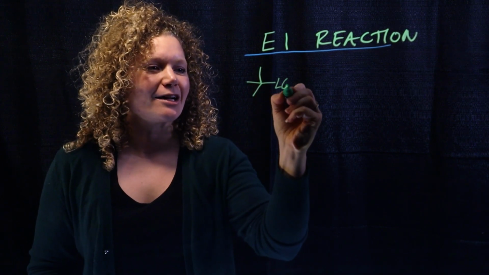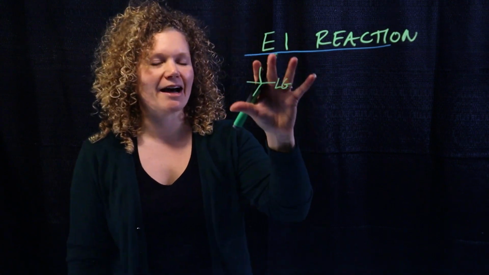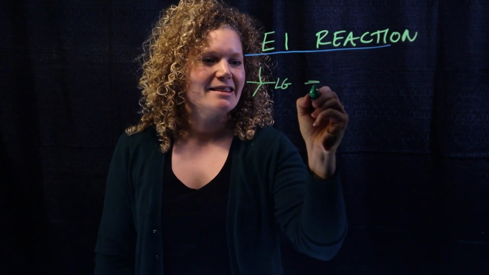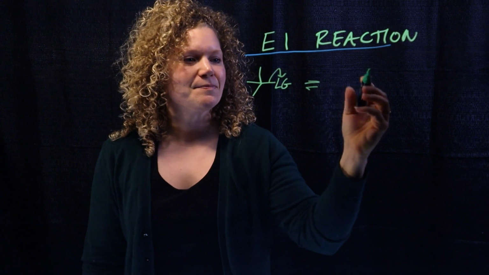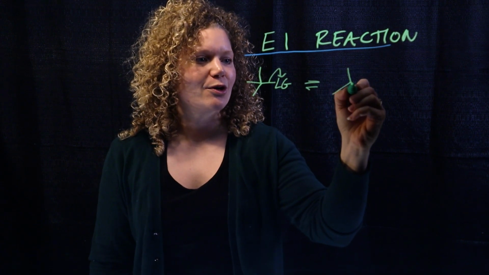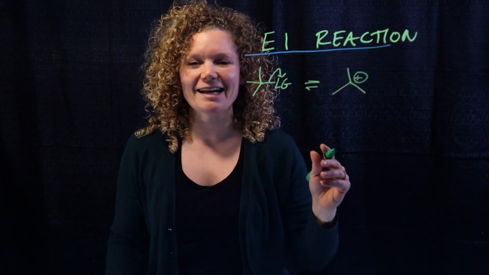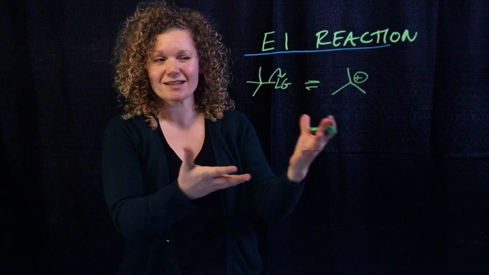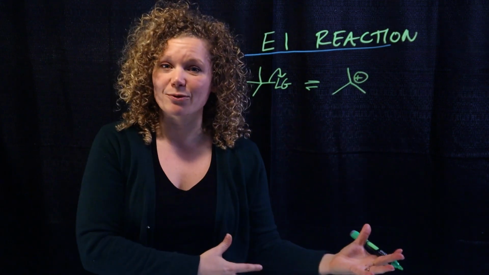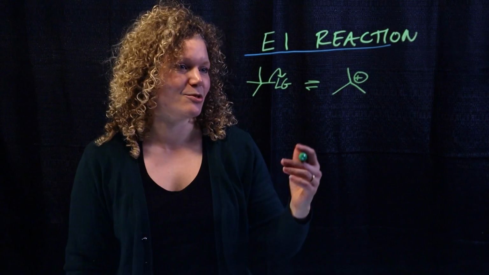So for an E1 reaction, it's similar to SN1. We have to have a leaving group, and that leaving group is going to leave, and then we're going to form our carbocation. Remember that this carbocation needs to be stabilized, or in this case, it's a tertiary, so stabilized by resonance or highly substituted.